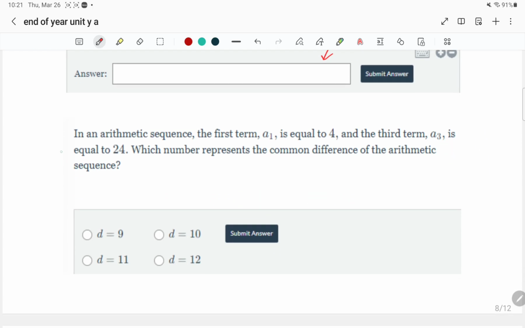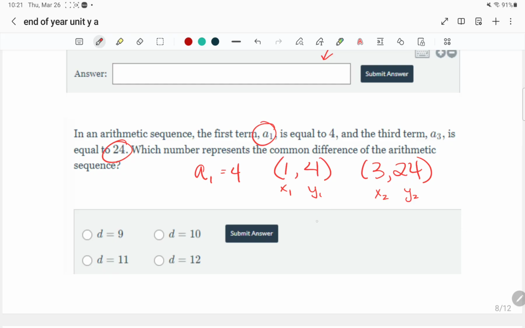Okay, last section of your homework is going to look like this. It's the slope formula. Okay, first term, A1 is 4. So A1 equals 4. That means if I plug in 1 x value, I get out 4. And the third term, that means if I plug in 3, I get out 24. And from there, I can label my stuff and do the slope formula, which is y2 minus y1 over x2 minus x1. So 24 minus 4 over 3 minus 1. 20 over 2, which is 10.